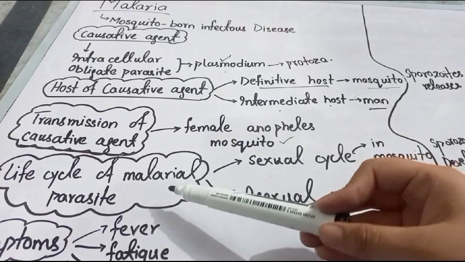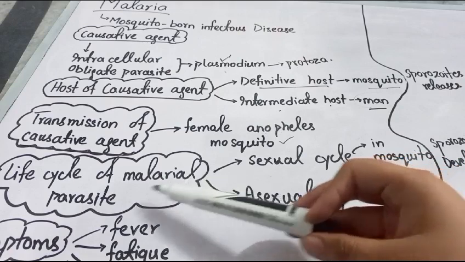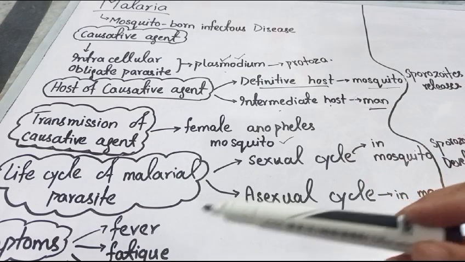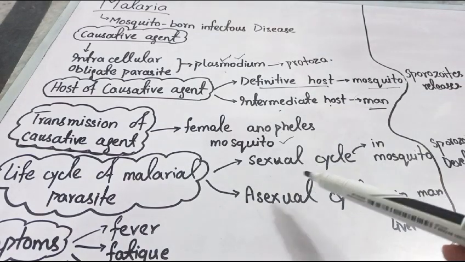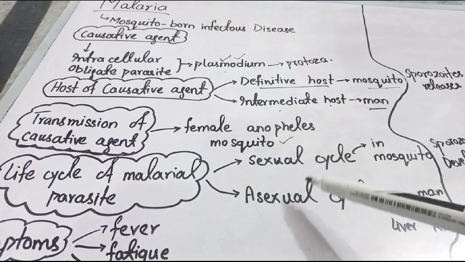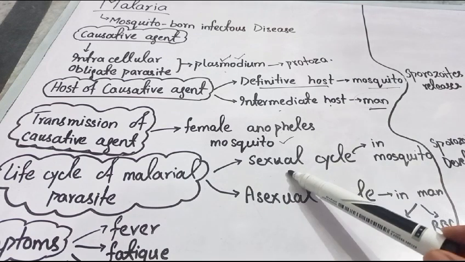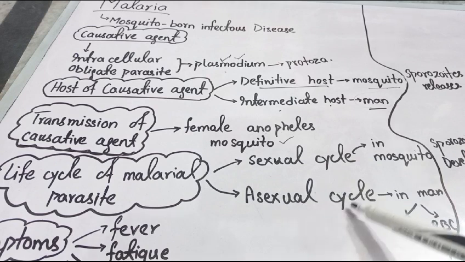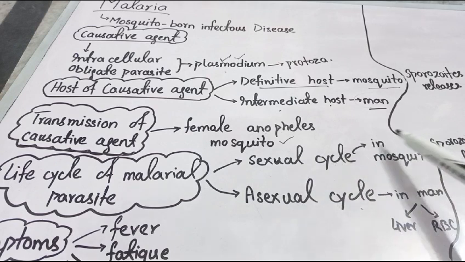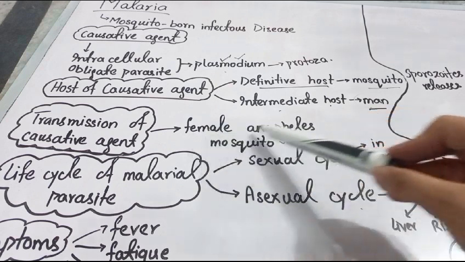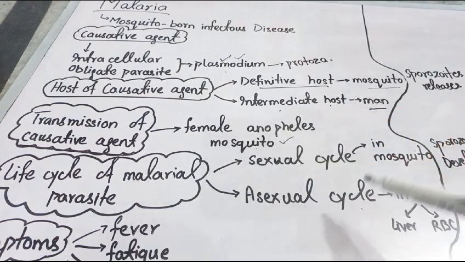Now let's discuss the life cycle of this malaria parasite. The malarial parasite is Plasmodium. This life cycle is very complex. It is composed of two phases. The first phase is the sexual cycle and the next phase is the asexual cycle. The sexual cycle takes place inside the mosquito, inside the female Anopheles mosquito. The second phase of this life cycle takes place in man, and in man there are two locations where it happens. The first location is the liver, and the second location is the red blood cells.